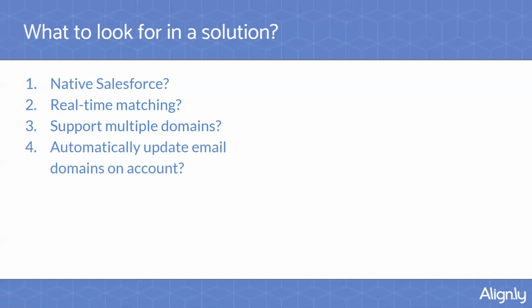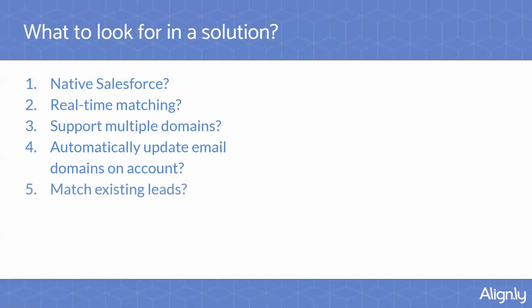Next thing on that same topic: on the account, are those email domains automatically being updated by the solution you implement? You don't want to have to implement a third-party solution like Clearbit to do the enrichment and populate an email domains field or a website field. You want a solution that's going to be smart. It's going to use machine learning to automatically add those email domains and get smarter over time.